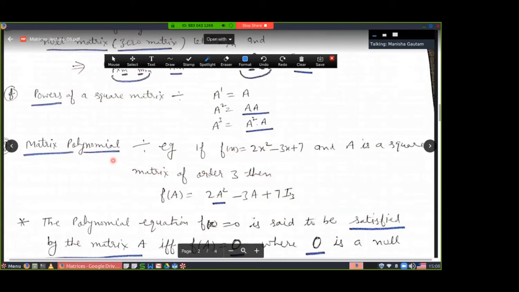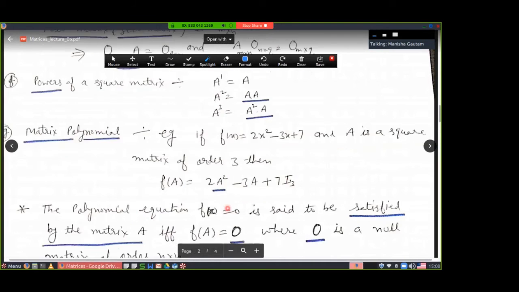Next is matrix polynomial, which we studied earlier and is used here. If f(x) is 2x square minus 3x plus 7, this is a polynomial given to you. If A is a square matrix which satisfies this equation, what is the meaning? When you replace x by matrix A, you get f(A) equal to 2A square minus 3A plus 7 times the identity matrix I. I3 means order 3; it depends on the order of A.